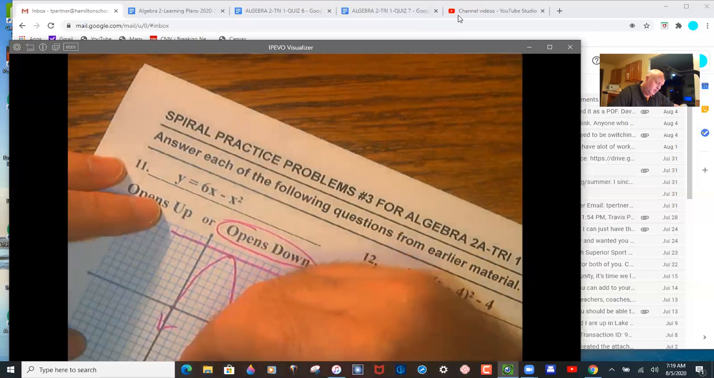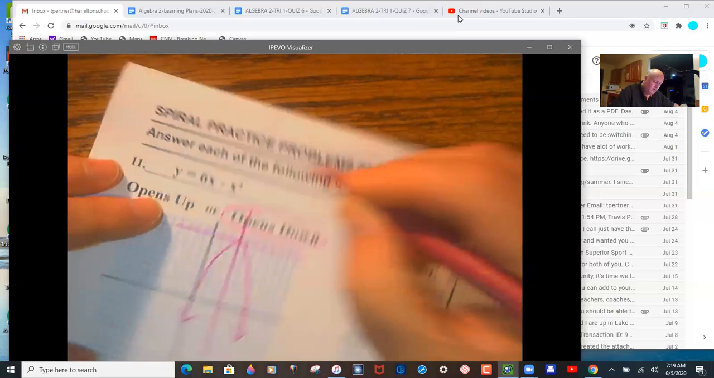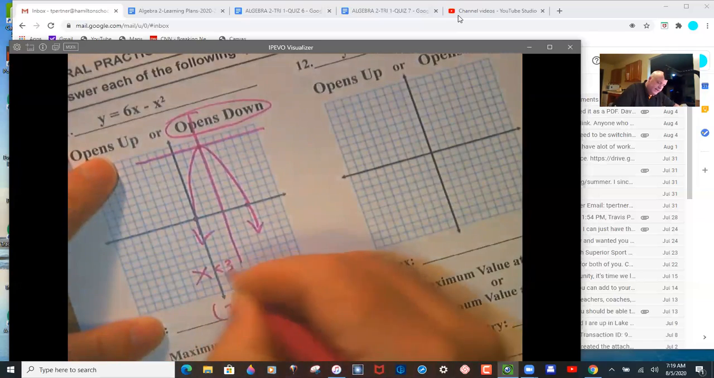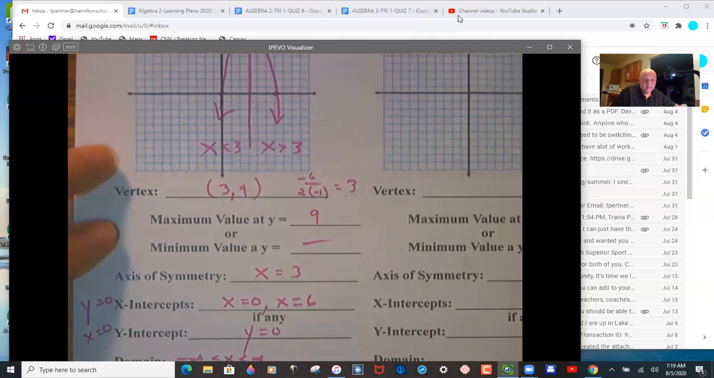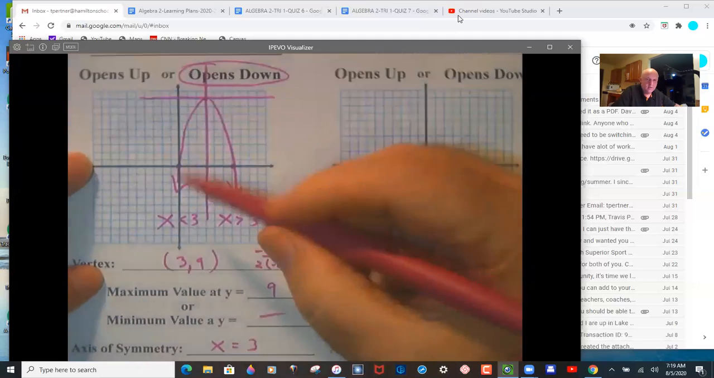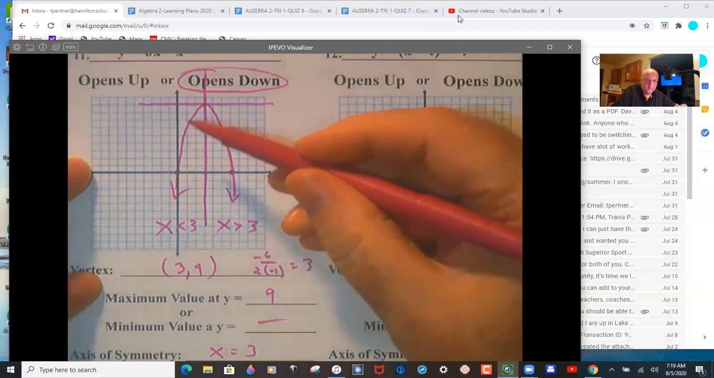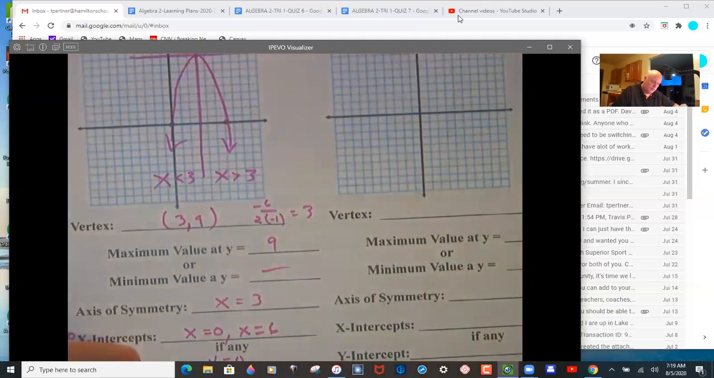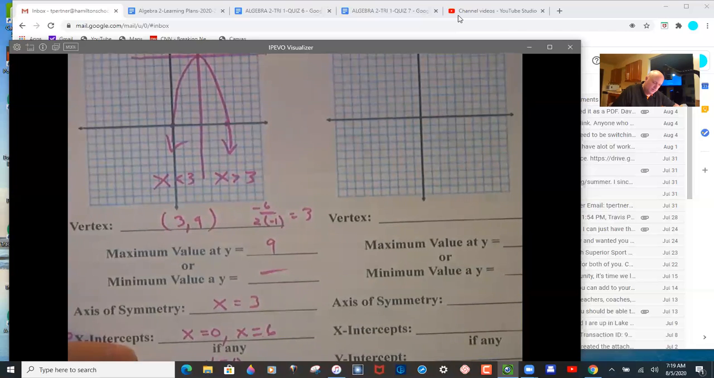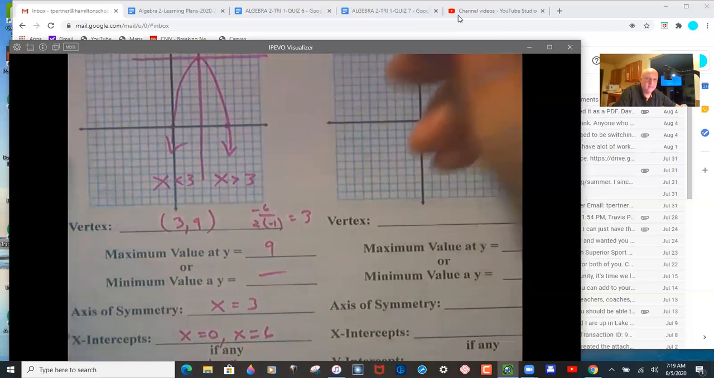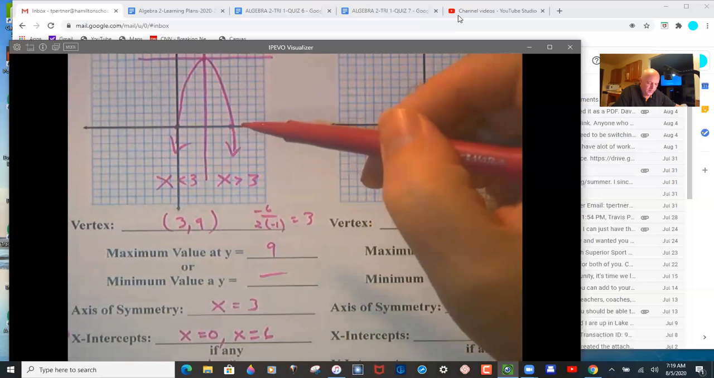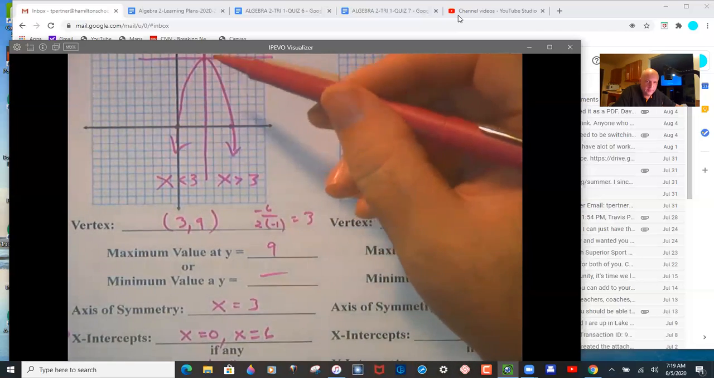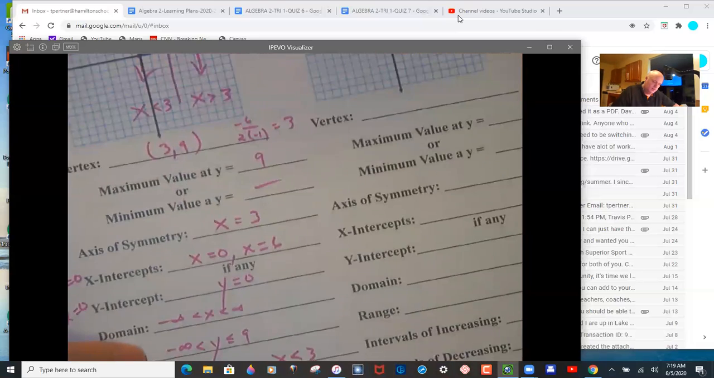Okay, so for your intervals of increasing, you do a less than and greater than the x value of the vertex. Then you trace the graph left to right. So this is increasing, less than 3, and decreasing is greater than 3. You got to trace the graph left to right. Don't worry about those arrows. Those arrows are for the end behavior problem. You trace it left to right. So negative infinity in both of these.